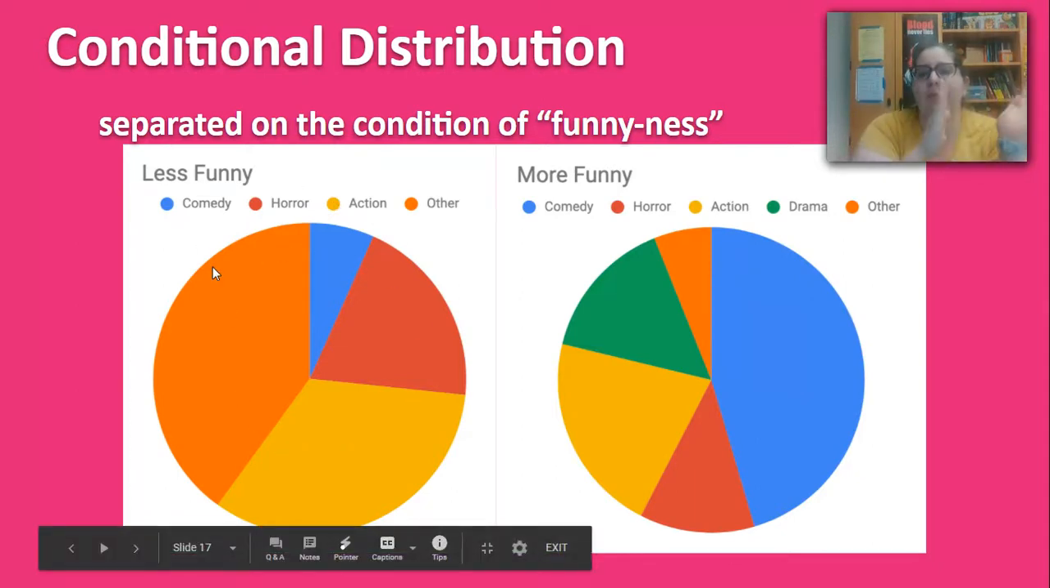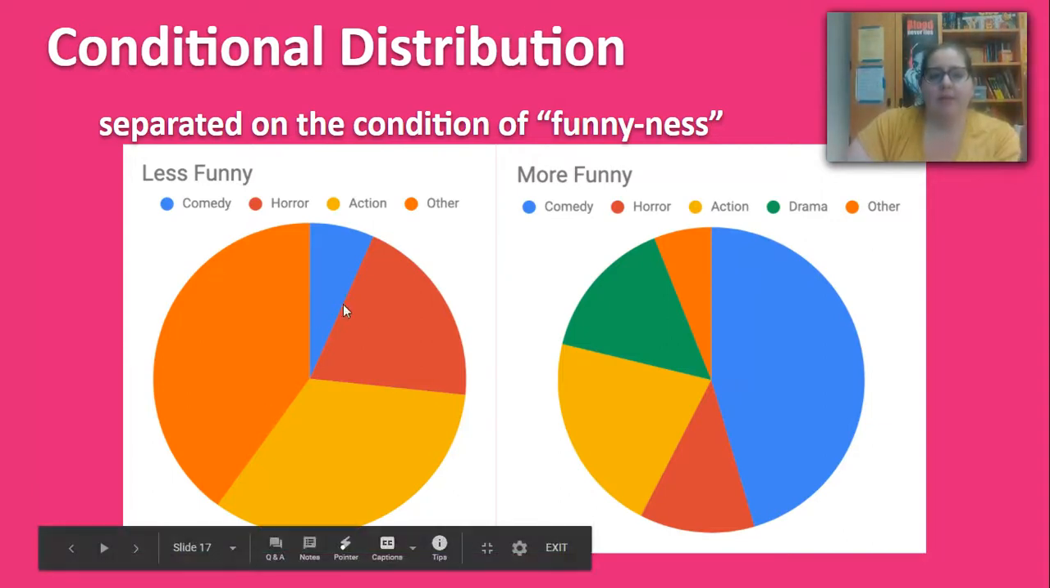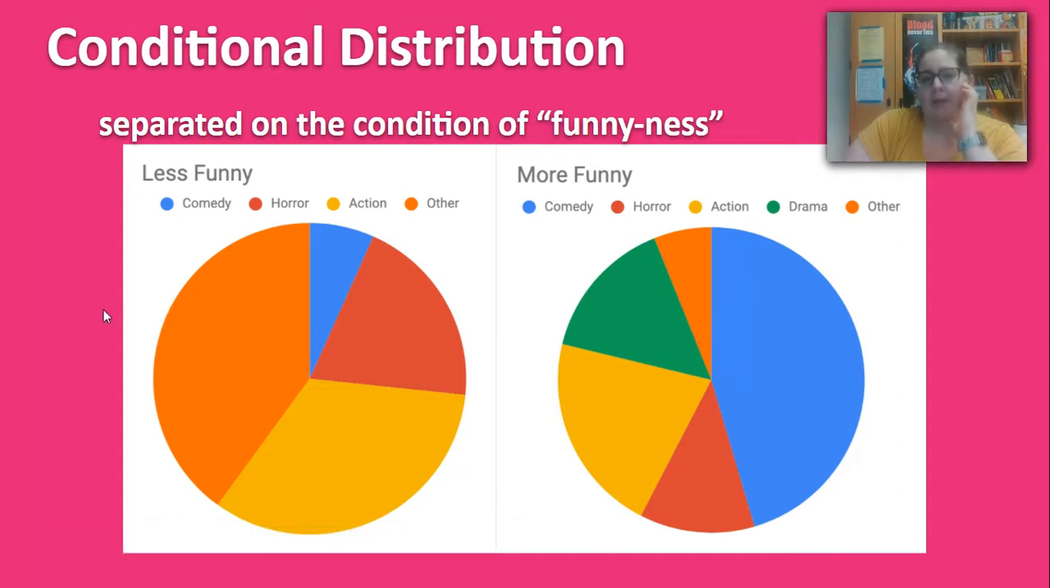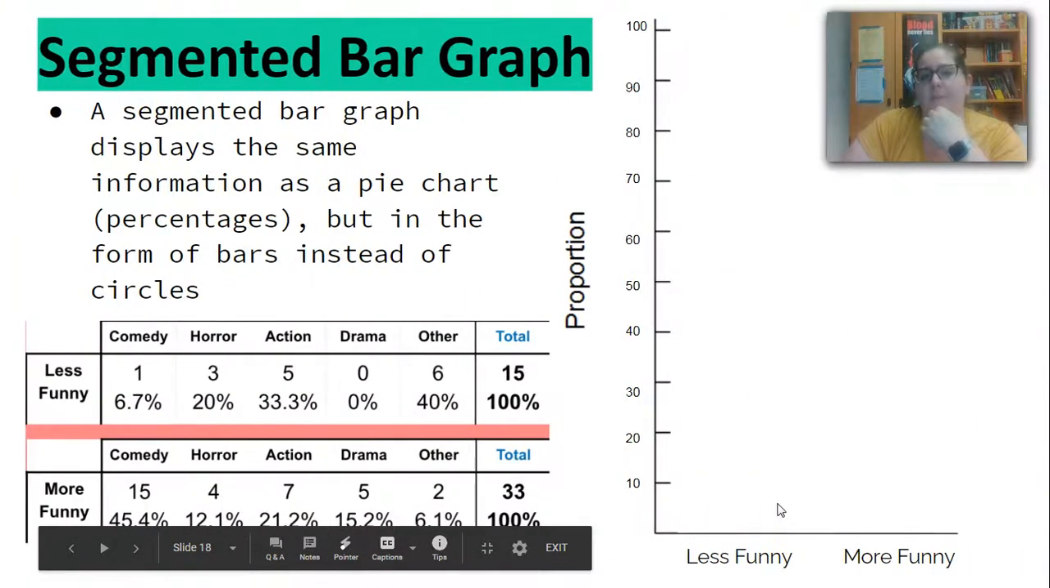Again, because we're separating it into less funny and more funny, we're kind of dealing with two separate samples. So I can look at what percentage of each little sample liked each type of movie. And that would give me a good way to visually compare those percentages. And I can see, wow, almost half of the more funny people like comedy versus a really tiny sliver of the less funny people. So it allows me to see those things really quickly.